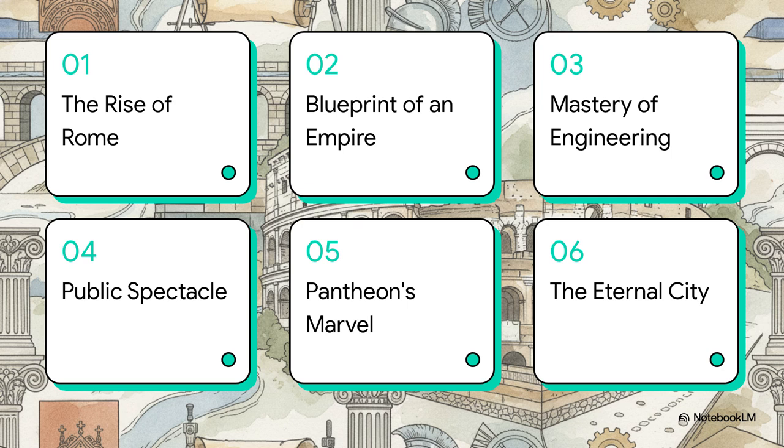So, here is our civilizational mind map for today. We'll start with the rise of Rome, move into the blueprint of an empire, and then look at our mastery of Roman engineering. After that, we'll explore the architecture of public spectacle, dive into the Pantheon's concrete marvel, and finally, wrap up with lessons from the Eternal City. Let's get right into it.